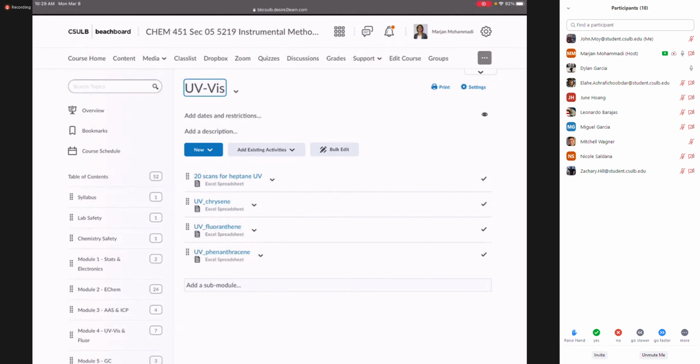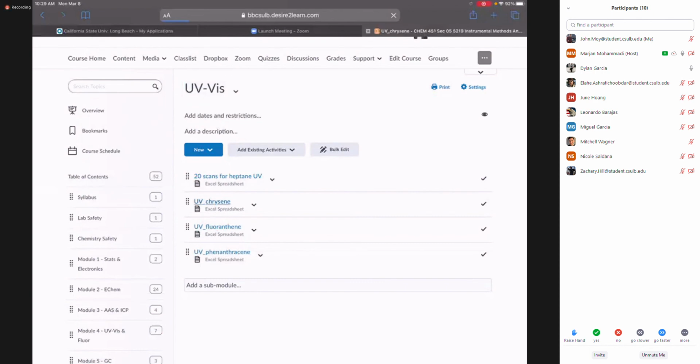But here we have it. See, anthracene was up there. I'm going to move it later to the right place. I just did copy paste today. So you have UV for chrysene, and you have UV for fluorescence and phenanthrene. Oh, okay. I didn't remember the name. Oh my God, I'm getting old. Okay, so shall we take a look at one of them?